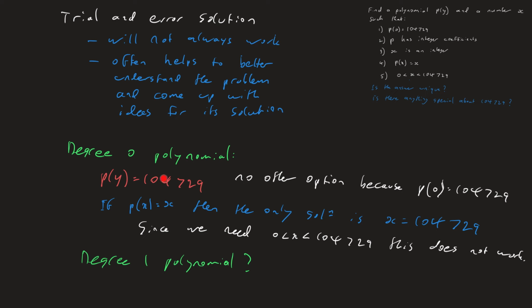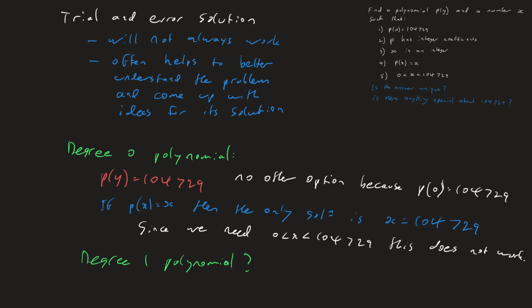If this is my polynomial and I want to find an x such that p of x equals x, then a moment's thought shows that there's only one solution, and that's x equals 104,729. That it is a solution is easy to see. If y equals 104,729 is my input, then my output is the same number. So indeed p of x equals x if x is equal to this number here.